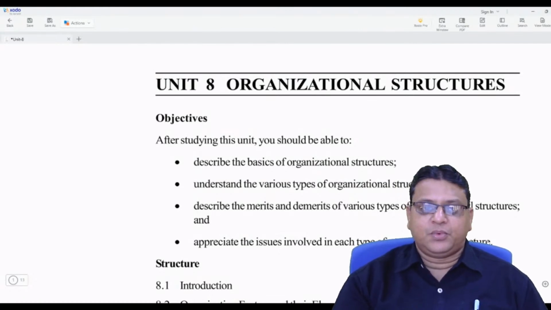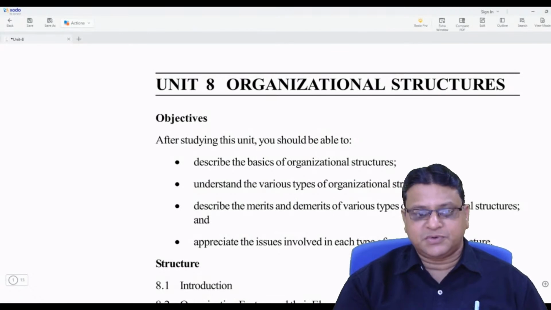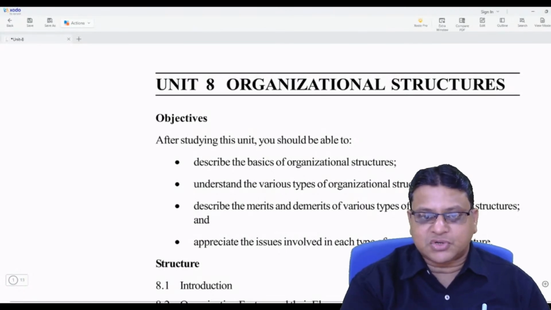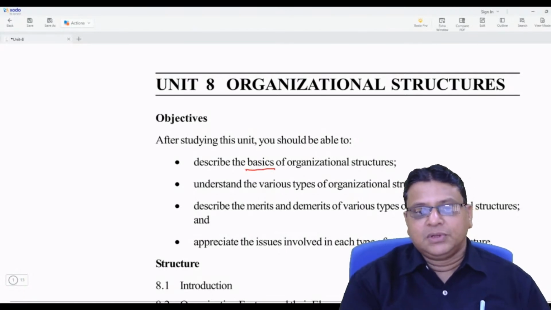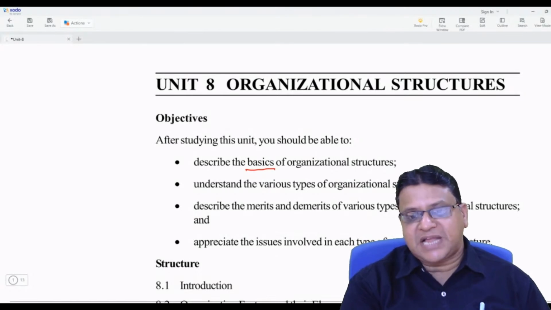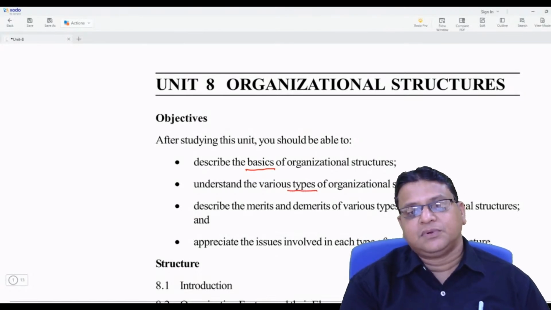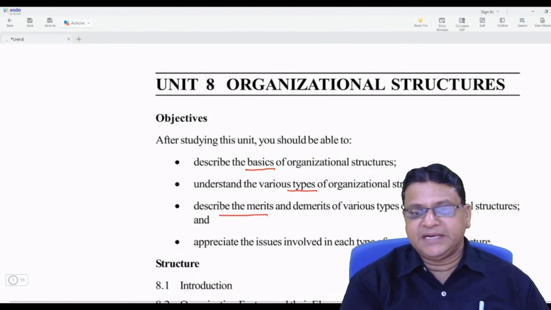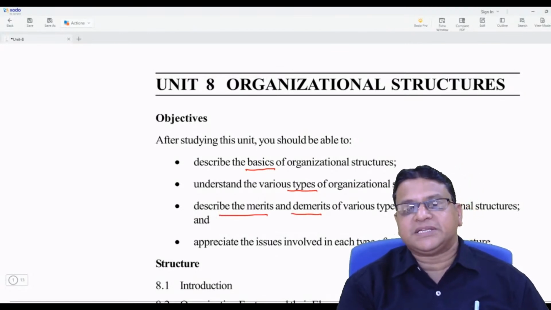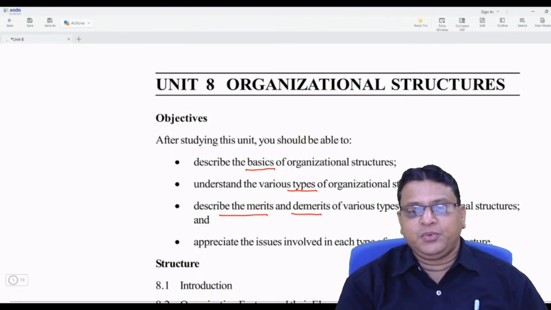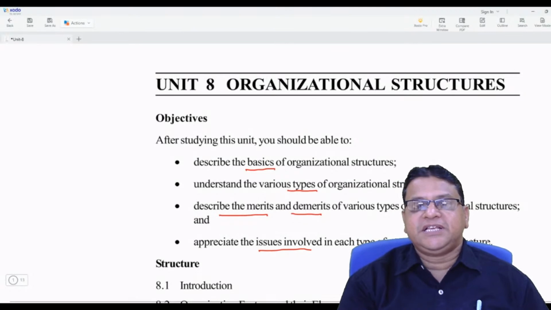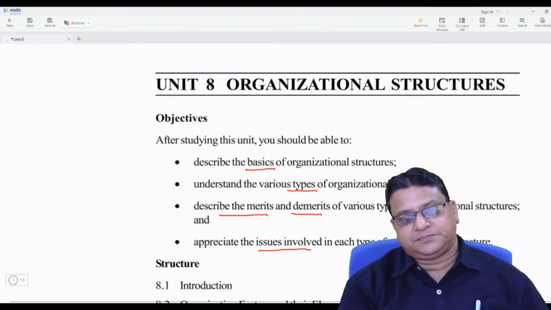First, let me tell you what will be the objective of our discussion today. Our objective will be to describe the basic organizational structure. Then we will understand various types of organizational structure, and we will define the merits and demerits of each type of organizational structure. And we will appreciate some issues involved in each type of organizational structure.